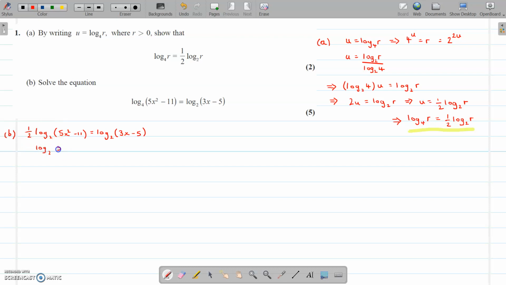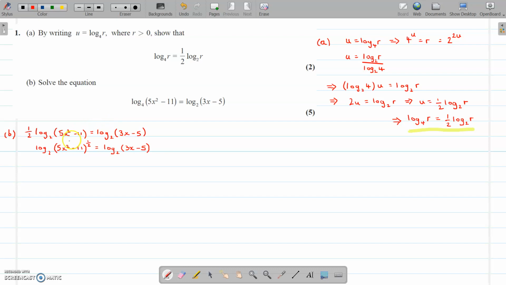of 5x squared minus 11 to the power of a half. Okay, now remember that power belongs just to the bracket, not to the log as well. Okay, is equal to log to base 2 of 3x minus 5. Now clearly I've now got 2 expressions, both of log to base 2.